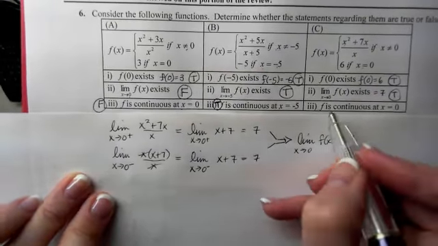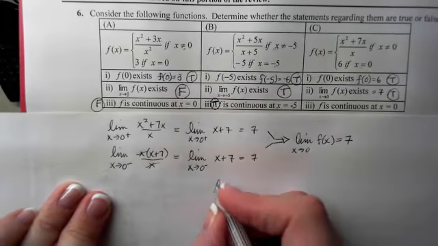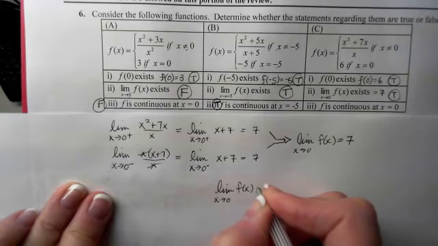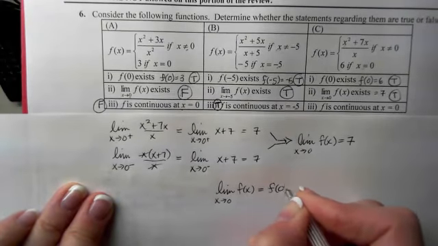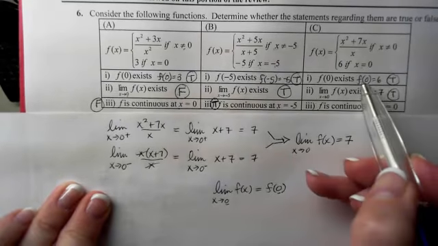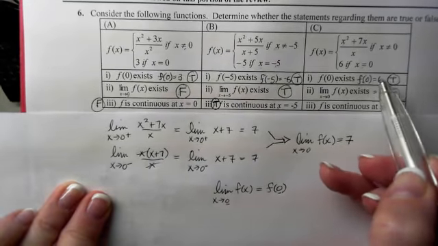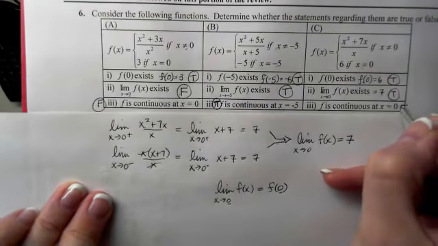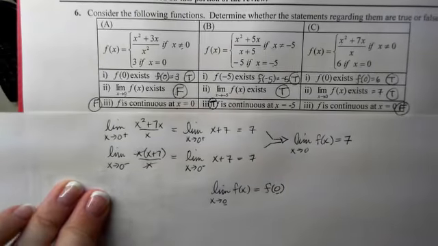To check continuity, I need that limit as I'm approaching 0 on f of x to be the same as the output of the function at the point I'm approaching. So up here I had f of 0 equals 6, and here I have my limit equals 7. So I am not going to be continuous, and that is false.